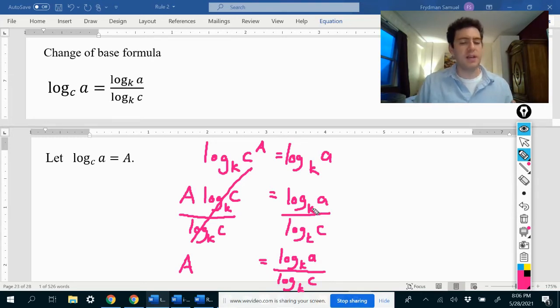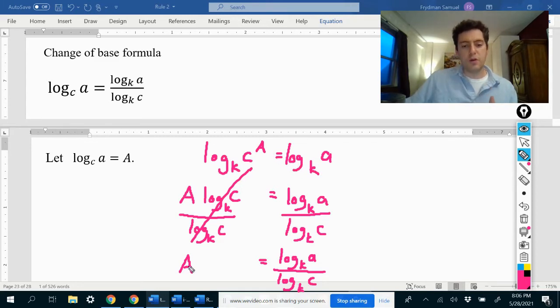There are some exceptions. So the base of a logarithm can't be 0, it can't be 1. I'm going to talk a little bit more about that in another video. But basically, what we did over here when we took the log of both sides, it really didn't matter what number we chose for k.